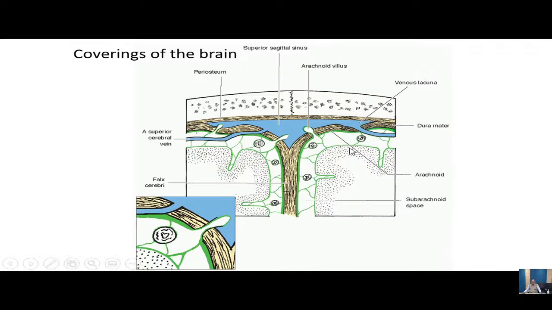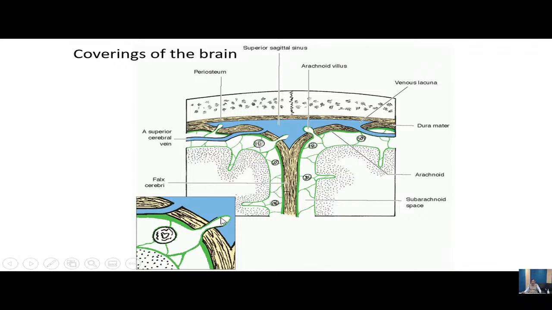So what are the coverings of the brain? You see there is a dura mater over here. Then there is an arachnoid mater. This green one is the arachnoid mater. This one is the dura mater. Then this is the arachnoid mater. And the one on the surface of the brain is the pia mater. So in between the pia and the arachnoid, there is a space, and the space is filled up with CSF.